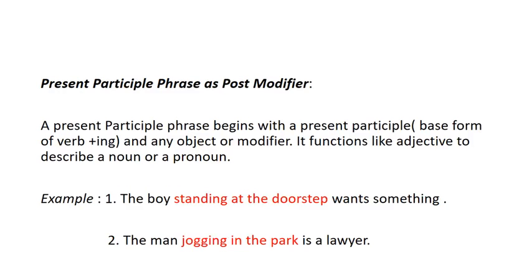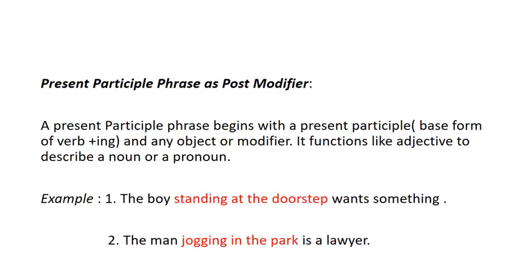Now present participle phrase as post modifier. Students, in my previous lecture you saw how a present participle is used as a pre-modifier. Here you will see the use of present participle phrase as post modifier. At first you have to know how a present participle phrase is constructed. A present participle phrase begins with a present participle, that is the base form of the verb plus ing, and any object or modifier. It functions like an adjective to describe a noun or a pronoun.